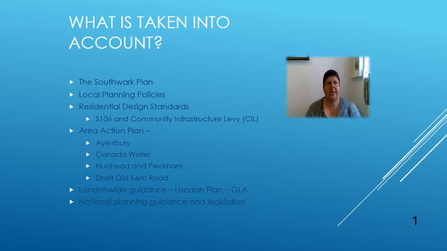This slide gives an outline of some of the planning policies that are taken into account when making a planning decision. The Southwark Plan sets out the local planning policies of what is expected when building new homes and spaces in Southwark. There are some examples in the handouts. For example, Policy DM9, Design of Places, DM10, Design Qualities, and DM11, Residential Designs.